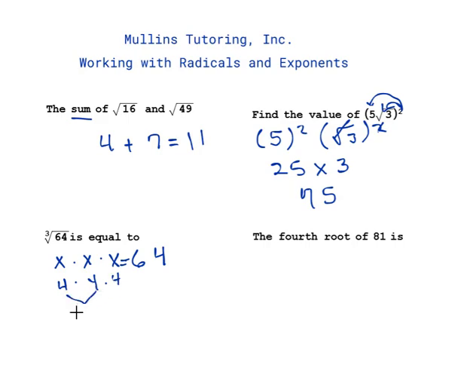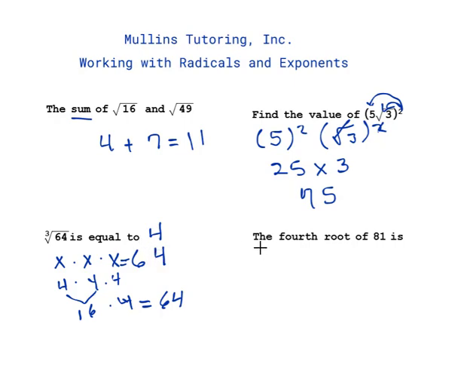4 times 4 is 16, times 4 is equal to 64. So one of the things you're going to notice is that the larger this root is, the smaller the base is that it's multiplying. So the cube root of 64 is going to be equal to 4.